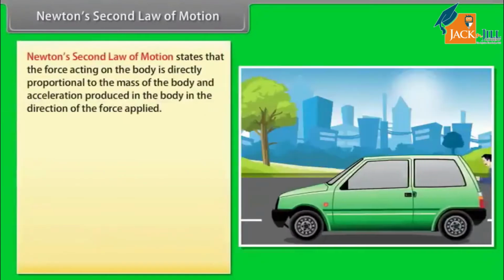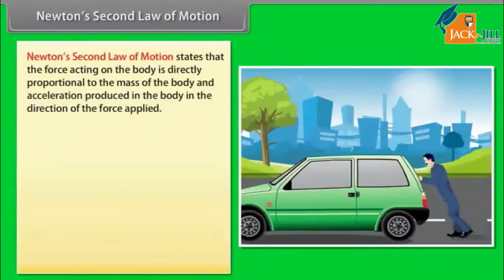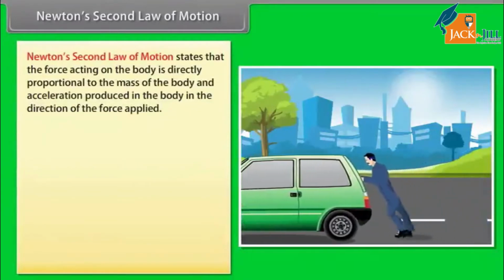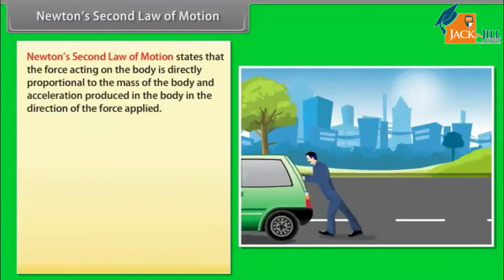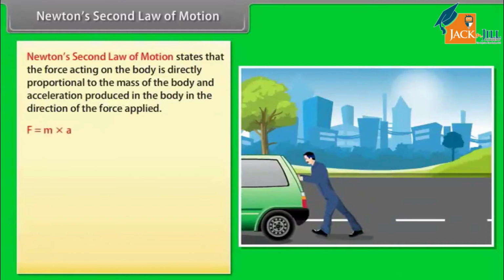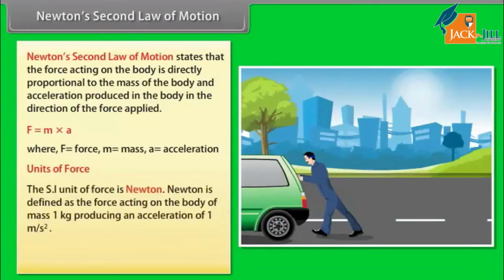Newton's second law of motion states that the force acting on the body is directly proportional to the mass of the body and acceleration produced in the body in the direction of the force applied. F is equal to m into a, where F is force, m is mass, a is acceleration. Units of force.